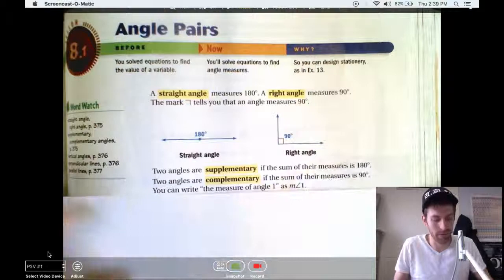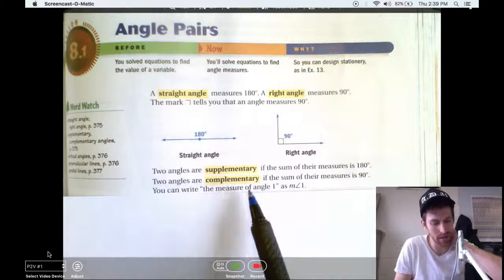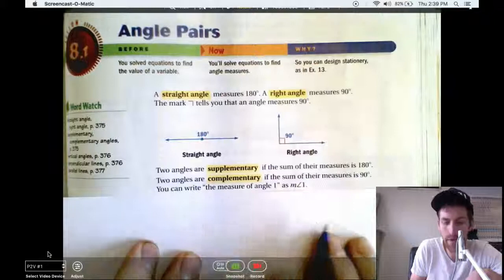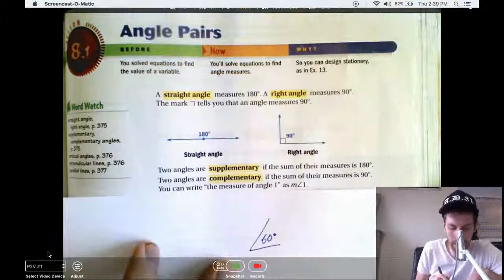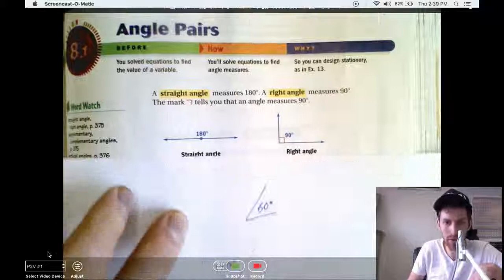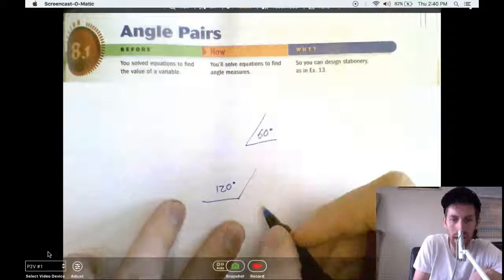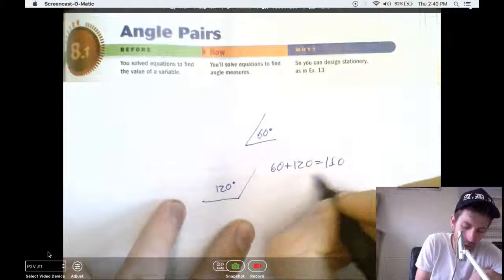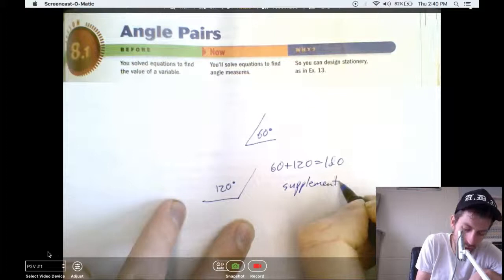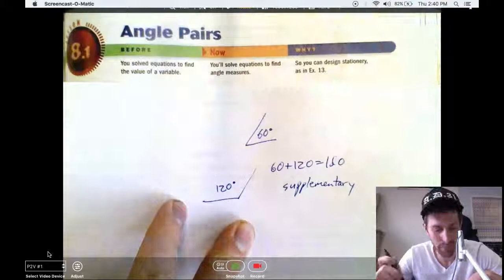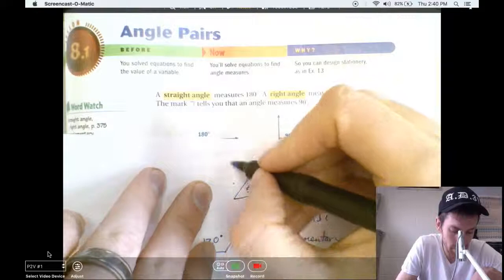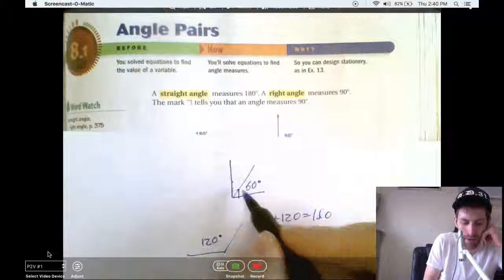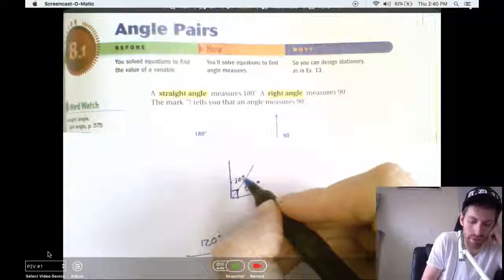Cool. So two words here that often get confused: supplementary and complementary angles. Two angles are supplementary if the sum of their measures is 180. So if I've got a 60 degree angle there and a 120 degree angle here, these two add up to 180. 60 plus 120 equals 180, and we would say these two angles are supplementary. You should say that out loud to yourself right now so you don't forget this. Supplementary. All right? If two angles add up to 90 degrees, and so here's a 60 degree angle, and this one would have to be 30 if this total is 90.